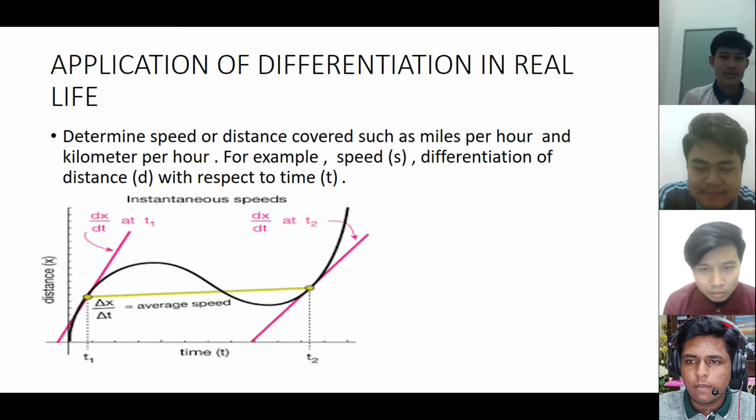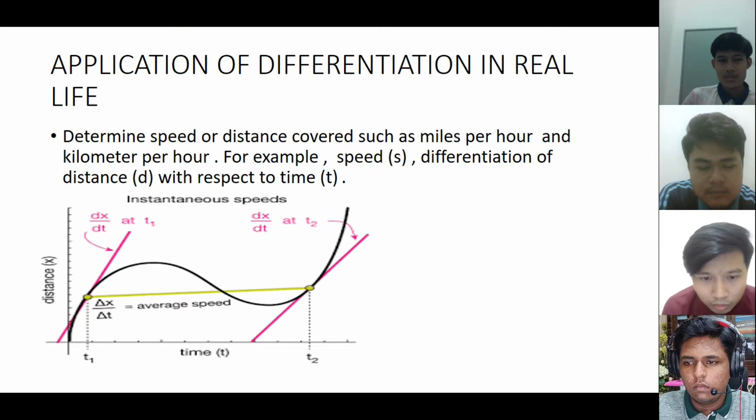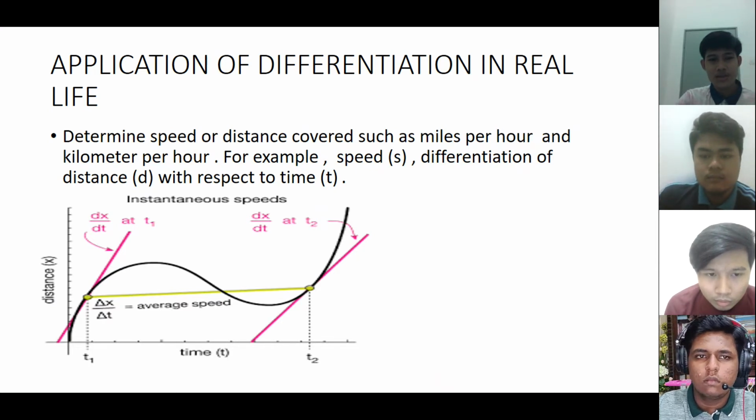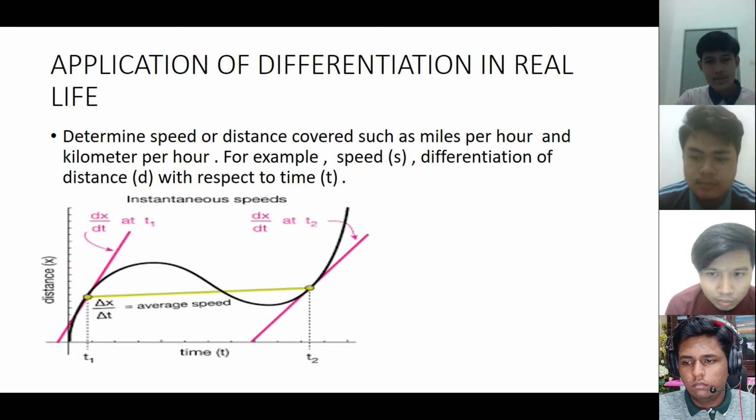Next application of differentiation in real life, we can determine speed or distance covered, such as miles per hour and kilometer per hour. For example, speed in symbol S is the differentiation of distance in symbol D with respect to time in symbol T. So this is an example picture for the speed or distance.